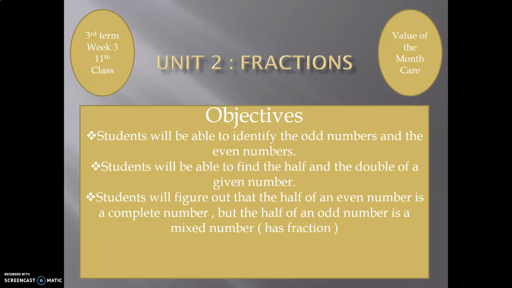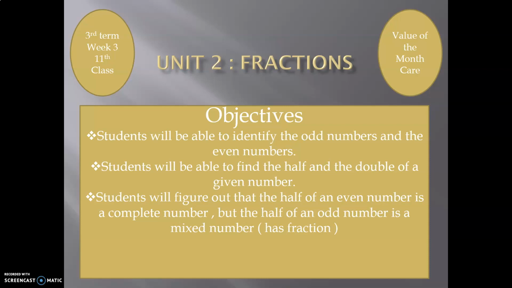But the half of an odd number is a mixed number, which means if you have an odd number like 7, the half of 6, which is before 7, is 3, so the half of 7 is 3 and a half. So 3 and a half is called a mixed number. But if I said only 3, this is a complete number. But 3 and a half means it's a mixed number. It's 3, a complete number, and a half is a fraction.